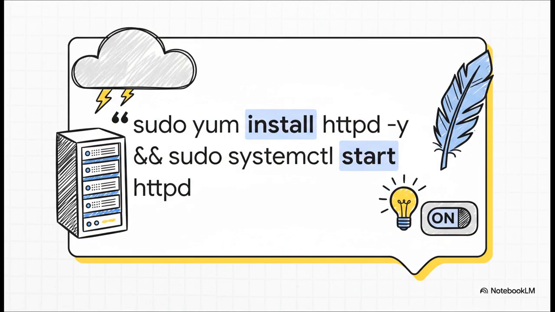But right now, it's just an empty digital room. It's not a web server yet. So we run 2 final commands. The first one installs the web server software. In this case, it's called Apache. The second command just flicks the on switch and starts that software up.